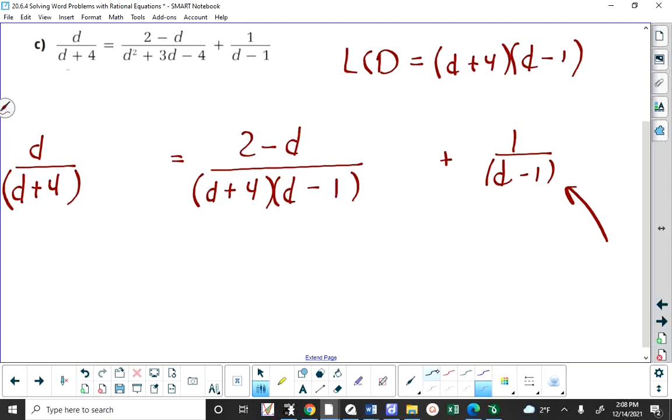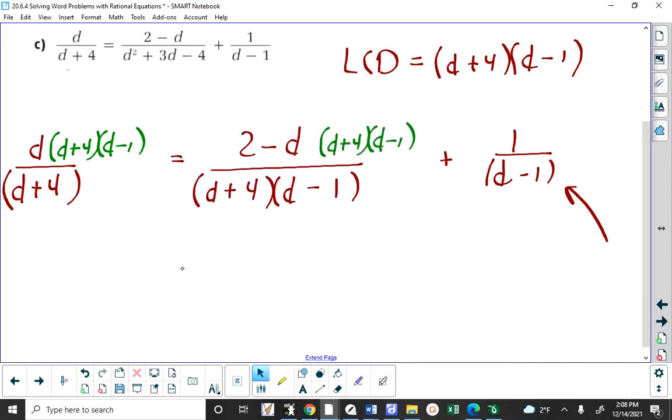And what this means is I am going to have to multiply this by d plus 4, d minus 1. I'm going to have to multiply this by d plus 4, d minus 1. And I immediately want to put this 2 minus d in brackets. It's not going to matter because the green stuff is going to cancel and we're left with 2 minus d. But my point is it's not 2 minus d times that stuff. It's 2 minus d times all that stuff. And then we do the same thing over here.